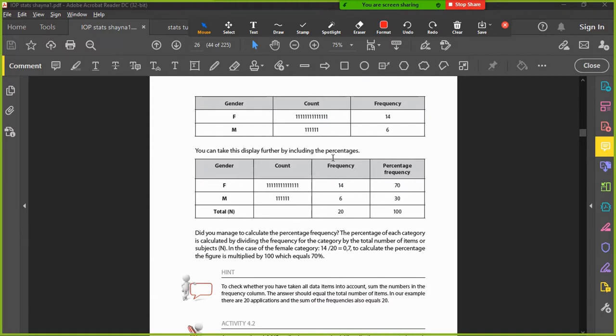Okay, so there's a table. Here they've used counts. They've shown 14 and they've counted 6. You saw that earlier.